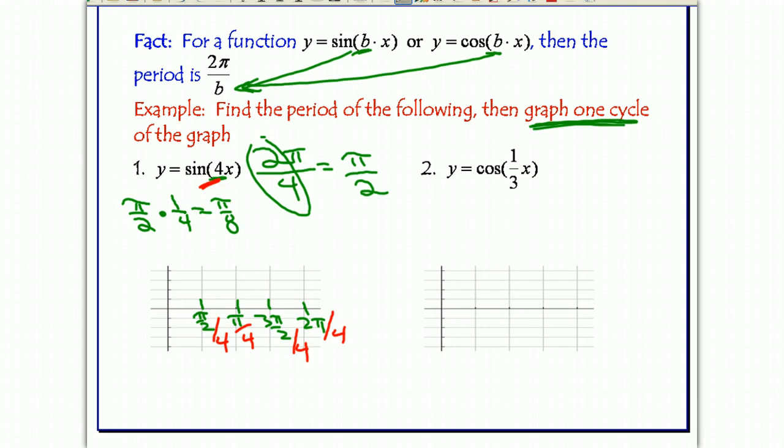And certainly ask this if this is not making sense, the fraction part of it. Tomorrow I'll be happy to help with it. Pi fourths, I think that was a little clear. That's pi fourths. 3 pi halves, I'll multiply by the reciprocal, 1/4. That becomes 3 pi eighths. And the 2 pi, we've done that before, it becomes pi halves.